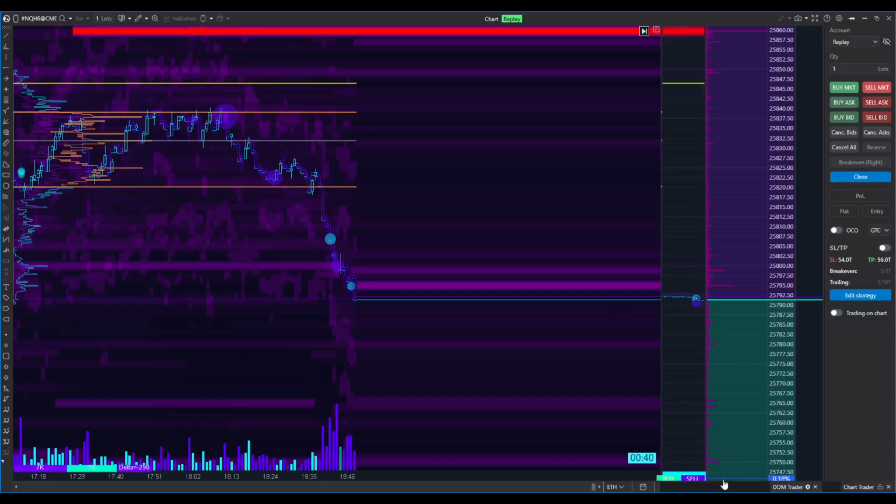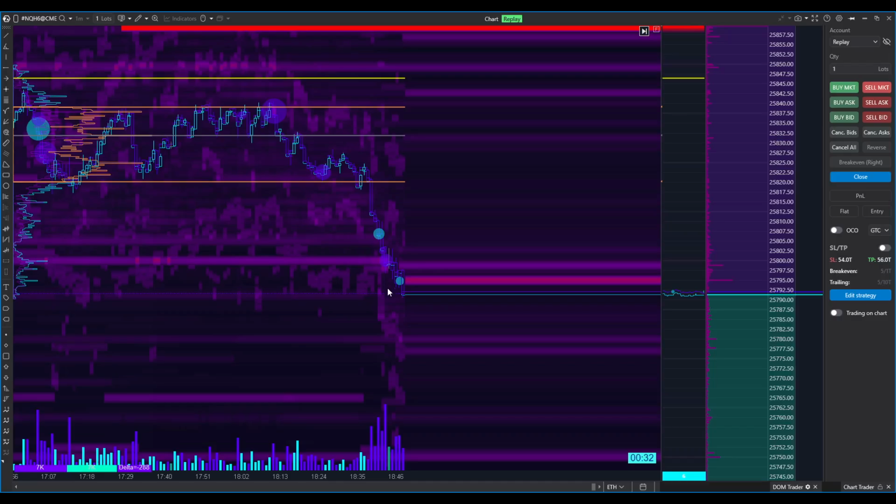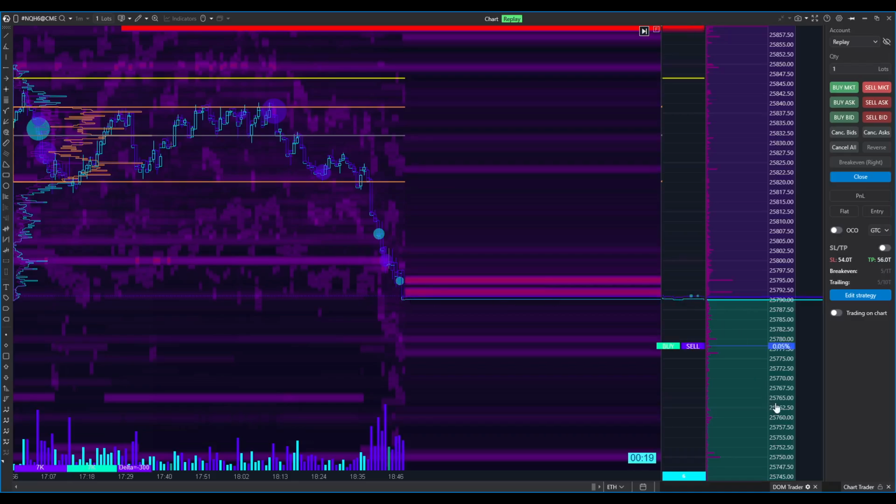Okay, this is an example of tracking liquidity. So the sellers are involved. Big sell orders here. They're in their positions currently. They're adding to their positions right now.